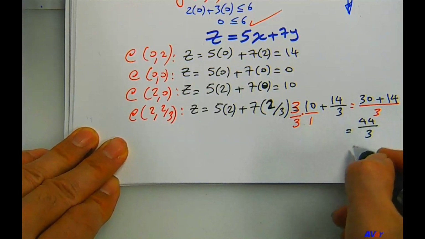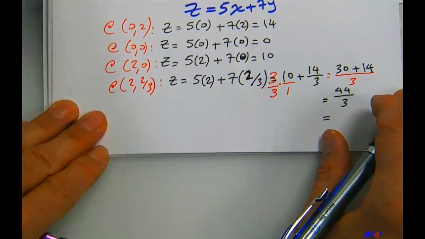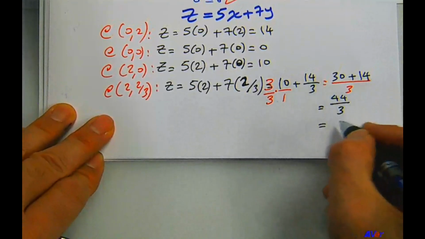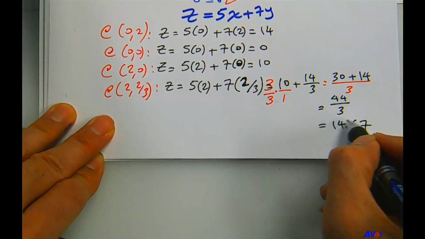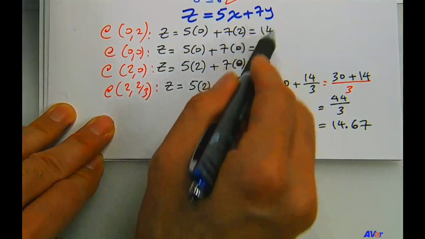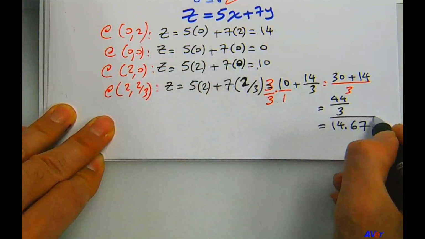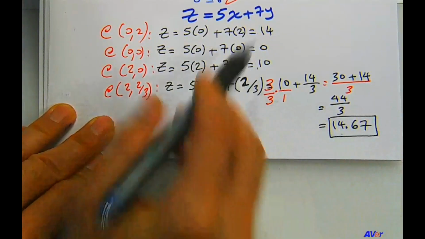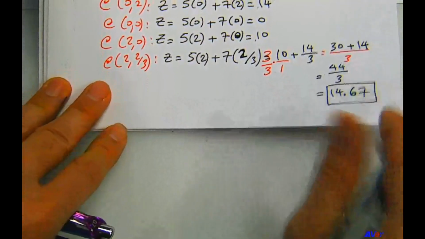So 44 over 3, I have it here in my notes, that is equal to roughly, after rounding, 14.67. And compare this with these other numbers that we found from each corner point. Clearly, this is slightly over that, right? So this is the maximum point.